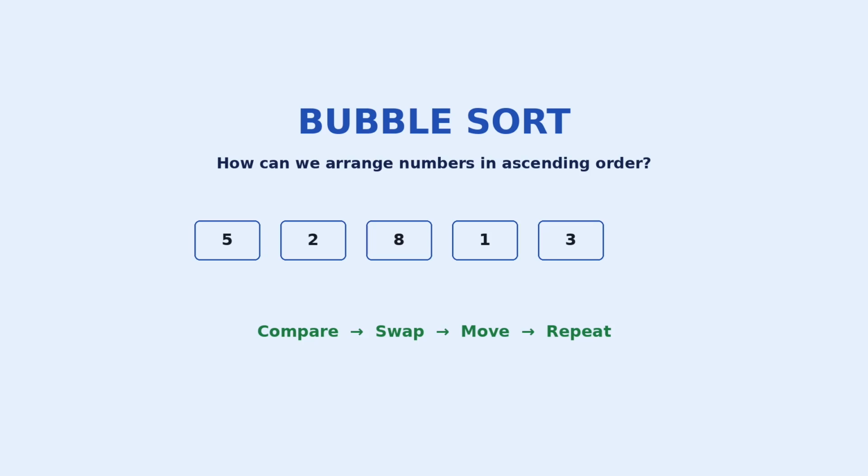Imagine I give you these 5 numbers: 5, 2, 8, 1 and 3, and I ask you to arrange them from smallest to largest. Of course, you could look at all the numbers and manually arrange them. But how would a computer do it? More importantly, how can we write a program that takes an unsorted array and automatically puts all the elements in the correct order? That's exactly what sorting algorithms help us do.